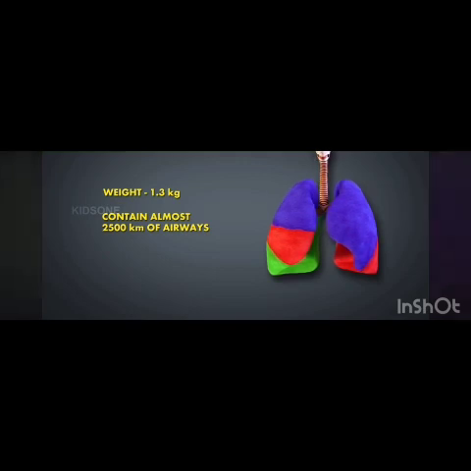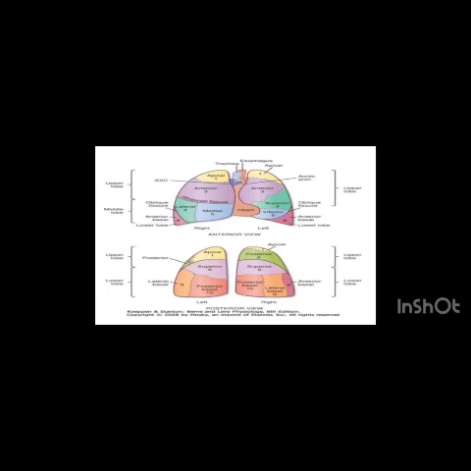Blue color is upper lobe, green color is lower lobe on the right. On the left, the red color is the lower lobe. This is basically because of two fissures, one oblique fissure, one horizontal fissure. As you see here, again the lobes are divided into various segments.